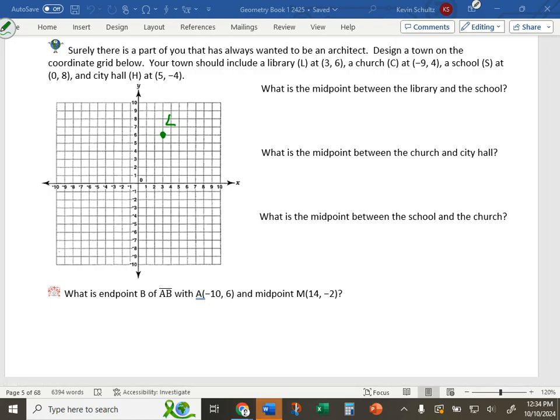Ooh, I put it in the wrong spot. Oops, fix that. Oh, yeah, my bad.